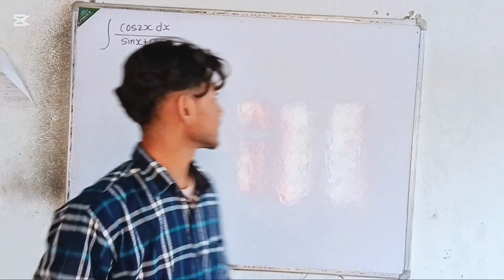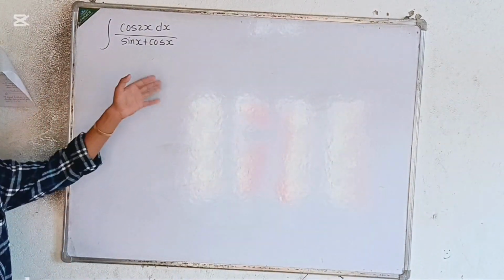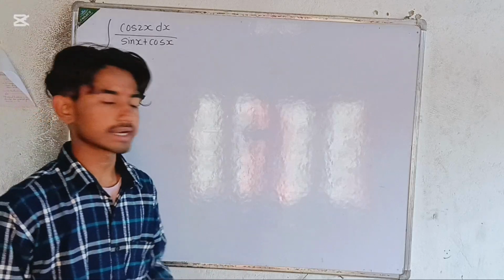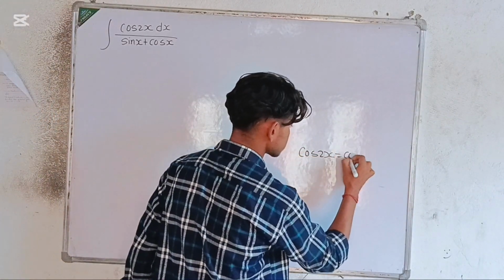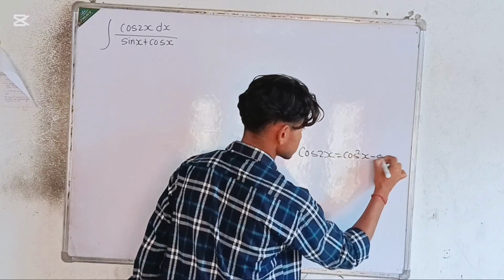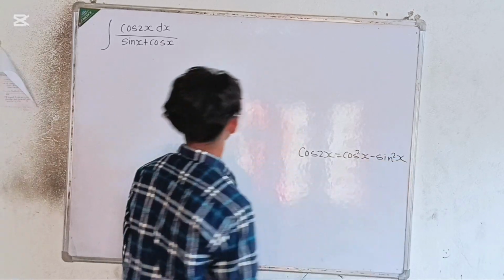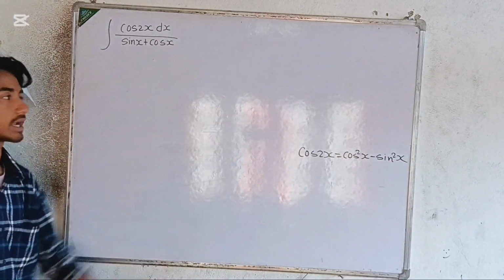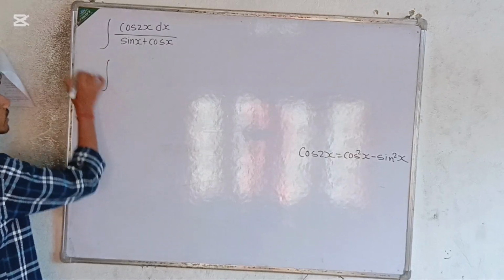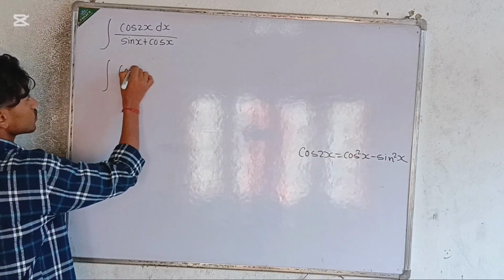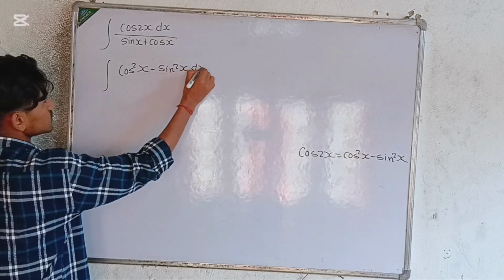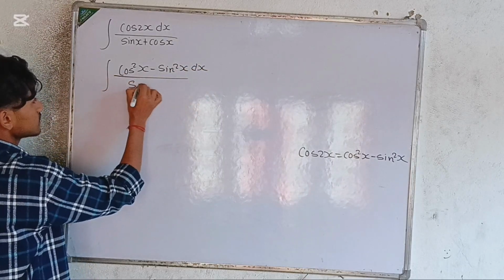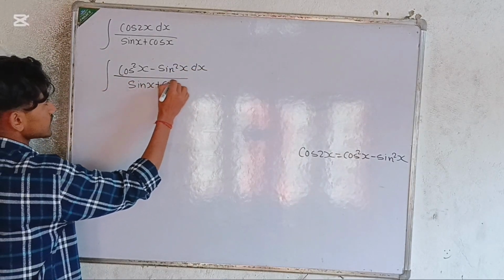We can solve this by using a simple identity, and you have to know that identity: cosine of 2x can be written as cosine squared x minus sine squared x. This is a beautiful identity. So I'm going to use the identity cosine squared of x minus sine squared x with respect to dx over sine x plus cosine x.